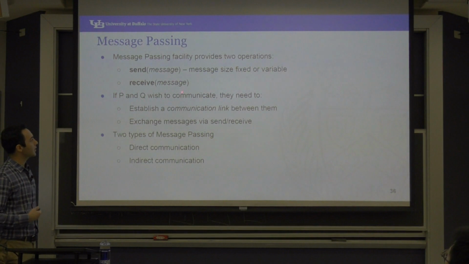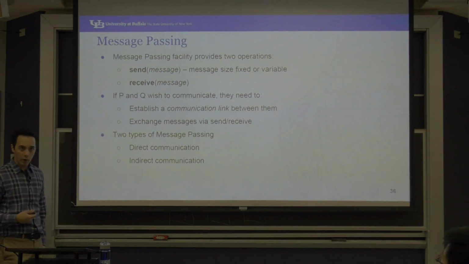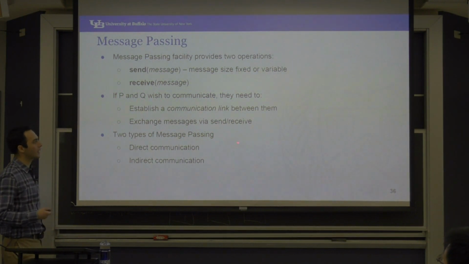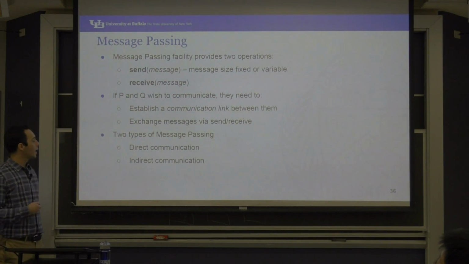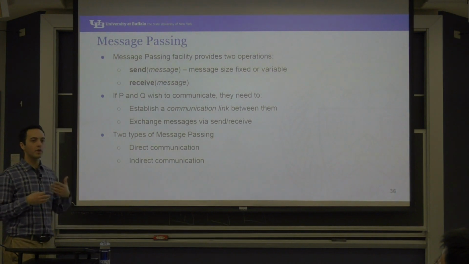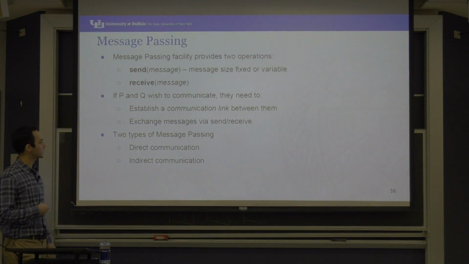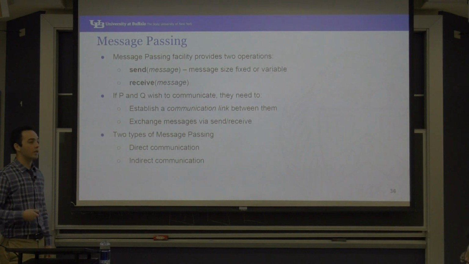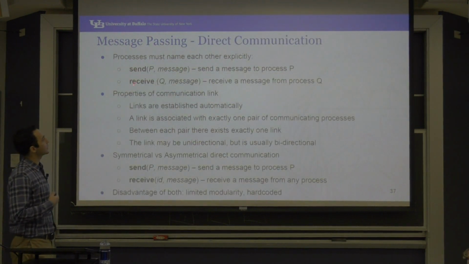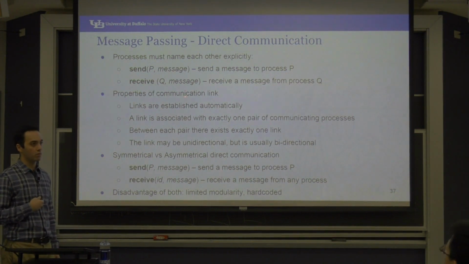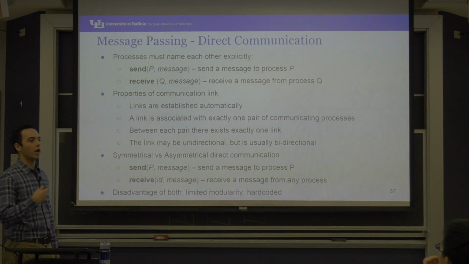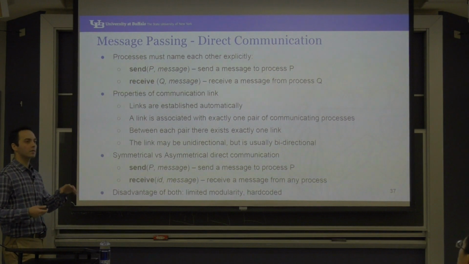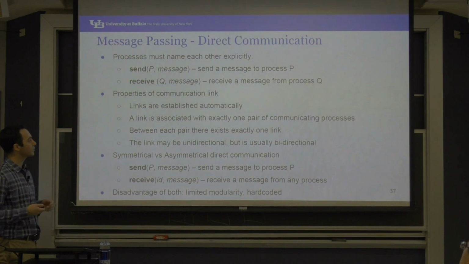And if P and Q wish to communicate, they need to have a link between them, right? That link should be there. They have to establish it first, and then send and receive are the ways to communicate. And these are concepts; the implementation can vary in operating systems. Then we have direct communication and indirect. What does it mean? Direct communication is that they say, hey, I want to send a message to P, and I want to receive a message exactly from Q. The problem is you have to know who P and Q are, the identification. It's hard-coded, right? You should know who you should expect, which is not very trivial.